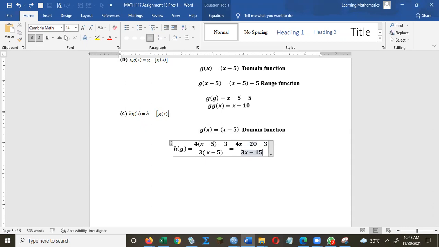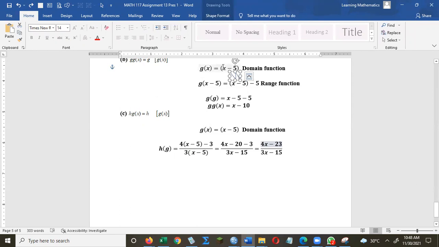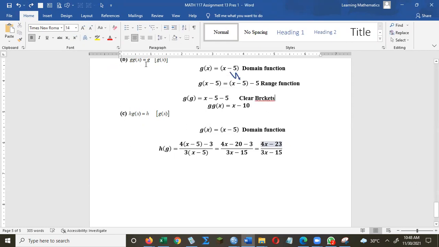Okay, and then we simplify. Negative 20 subtract 3 will give us negative 23. So we have 4x minus 23 over 3x minus 15, and this is the composite of h of g of x. G is going into h, okay? X minus 5 is going into 4 times x minus 5 minus 3 over 3 times x minus 5. So here you have composite functions. The domain is going into the range, as you can see, the arrow is showing you.